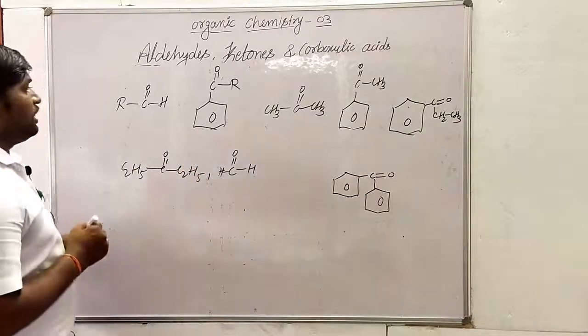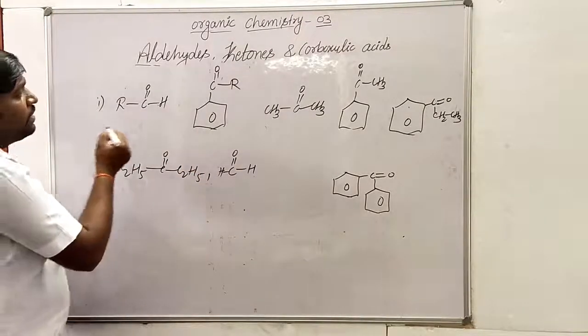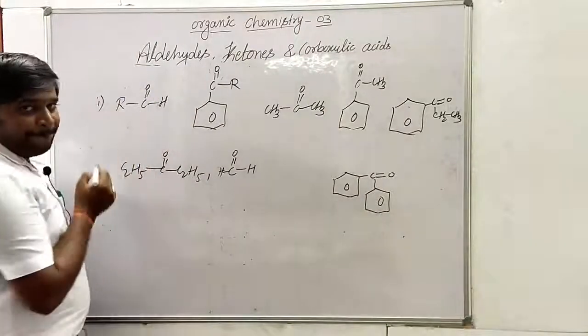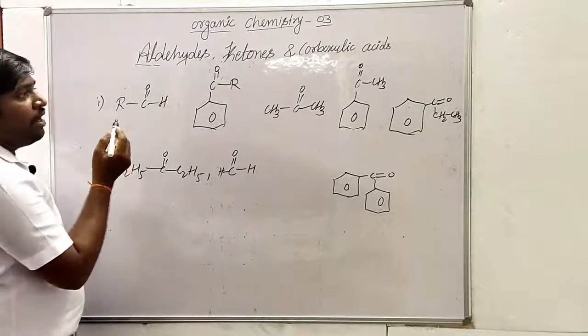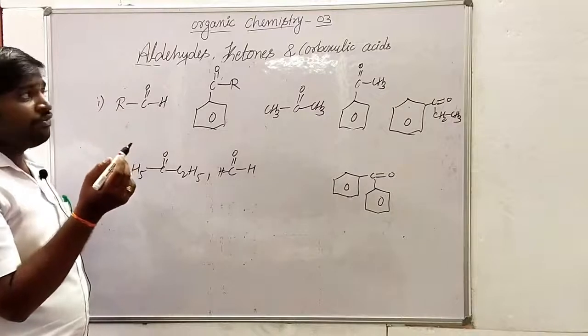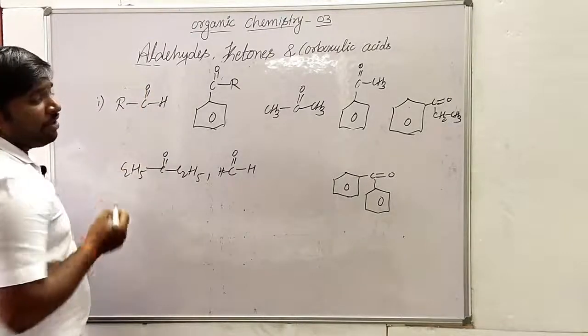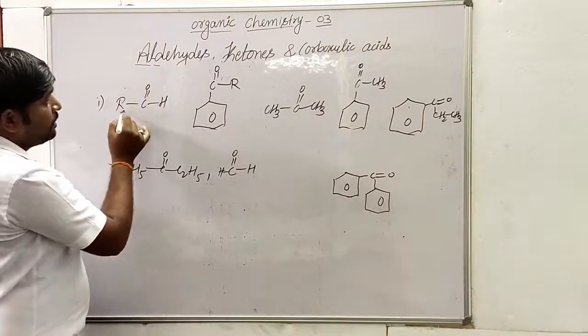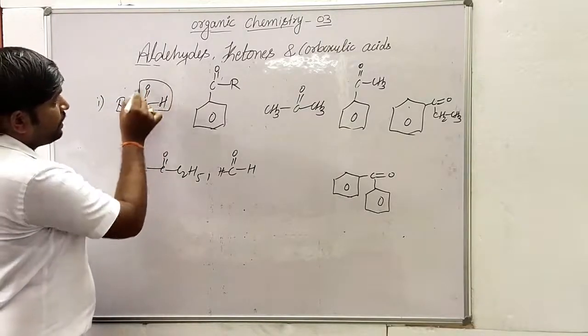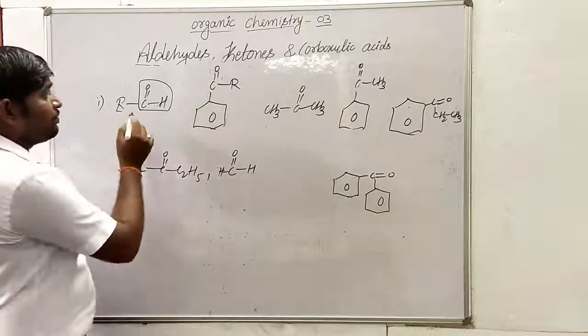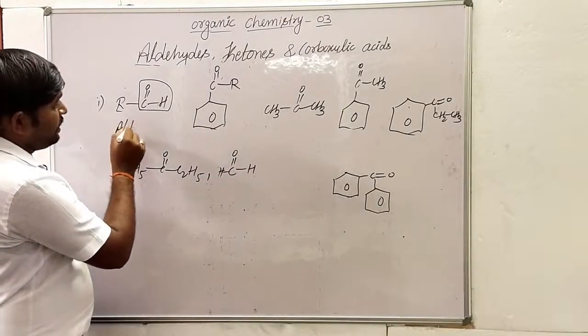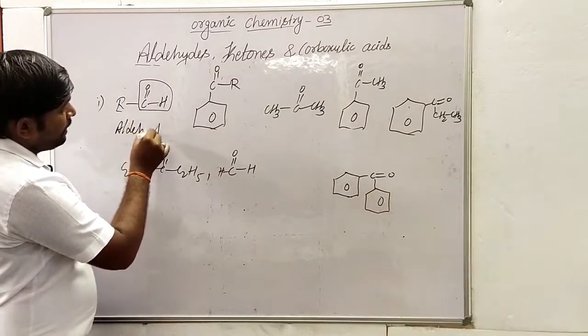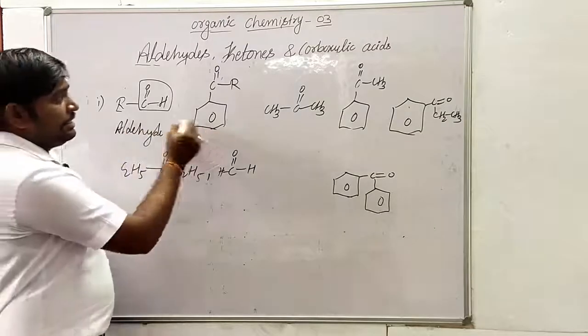So let us discuss the first one. The first one is RCHO. I already told you that RCHO is the general formula for the aldehyde. The general functional group for the aldehyde is RCHO. That's why it is an aldehyde molecule.